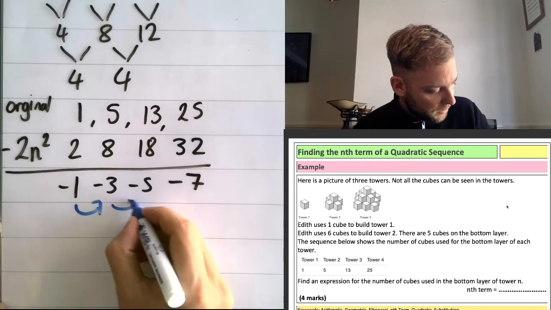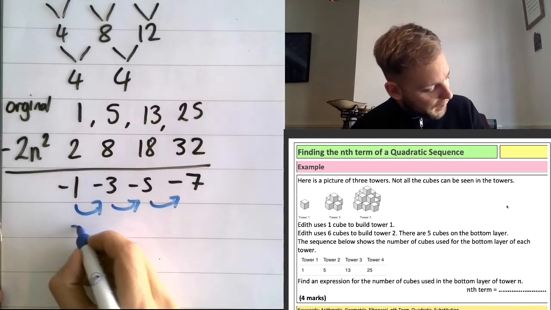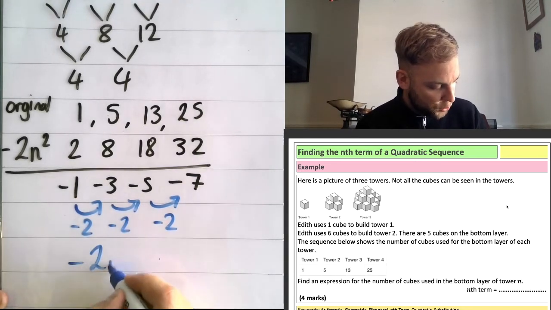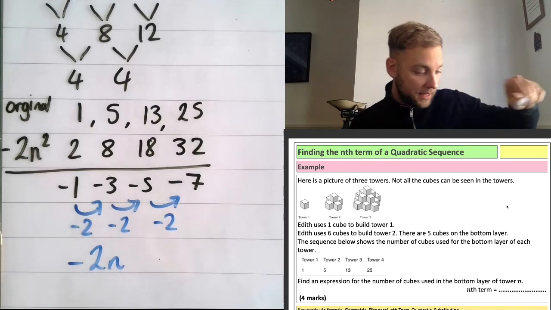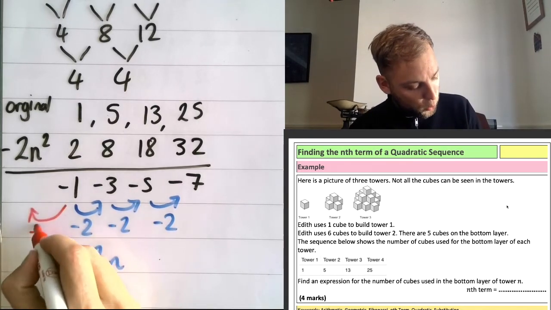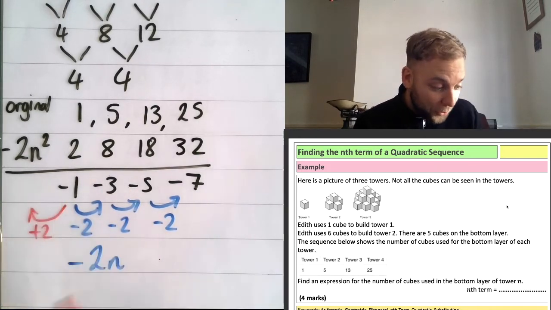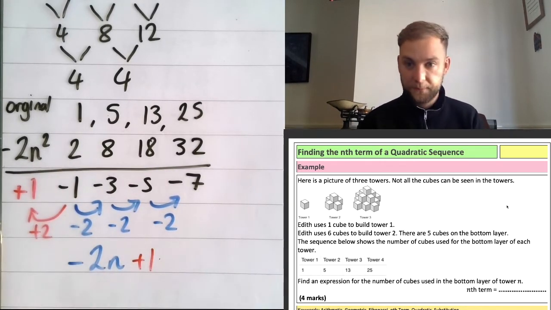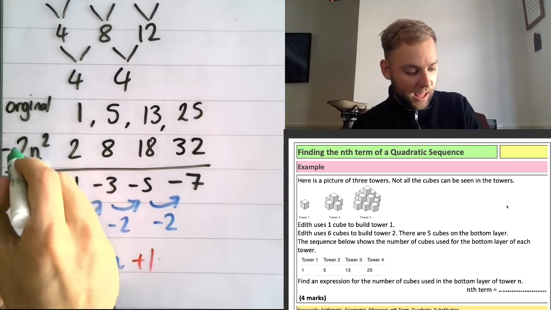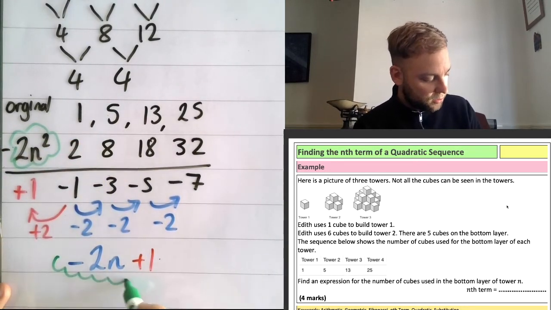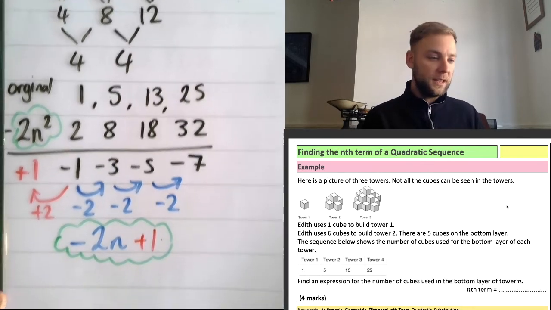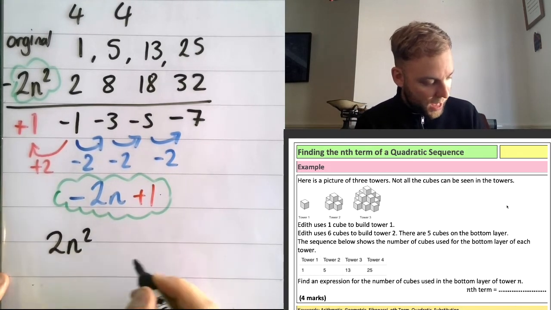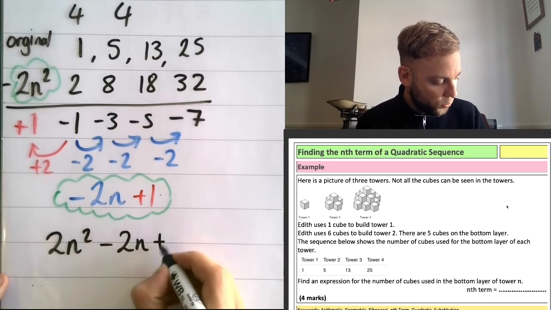So what's happening here? Well, it's decreasing, isn't it? So it's minus 2, minus 2, minus 2. So it's going to be minus 2n. And then what's my 0th term? So plus 2 here. 1 minus 1 plus 2 is positive 1. So plus 1 there. Brilliant. And then I'm bringing the last little part, my squared term and my linear parts together to get 2n squared minus 2n plus 1.